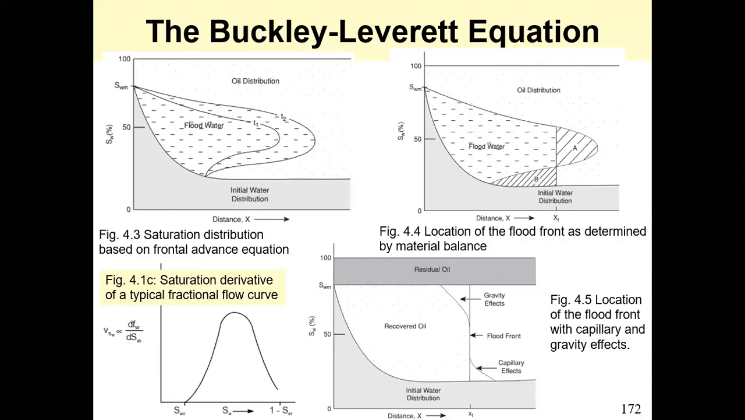Now, one other thing. If you take a look at this, this is the saturation distribution based on the frontal advance equation. However, this profile is what actually obtains. So this is the shock front discontinuity. To obtain the shock front profile, a vertical line is drawn here in such a way that these areas are equal. So that would give you something similar to what I showed earlier.